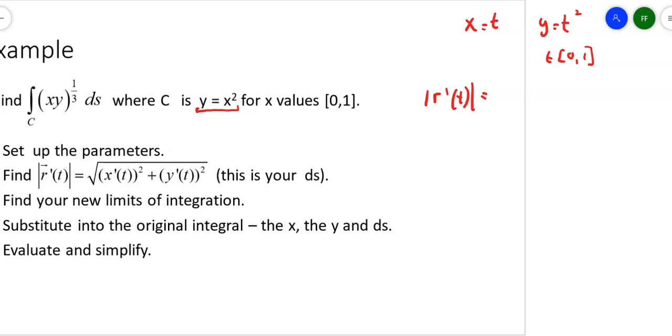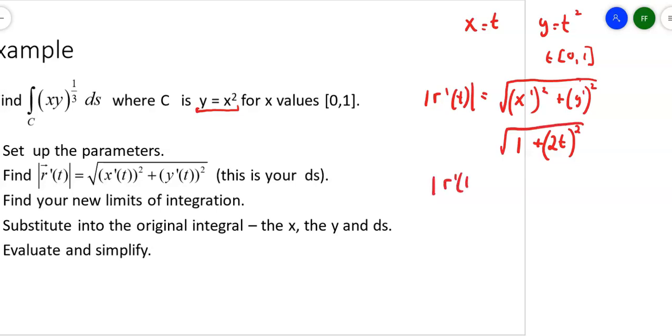Well, it's going to be the square root of x prime of t plus y prime of t squared, right? So it's going to be the square root of x prime squared plus y prime squared. Well, x is equal to t, so x prime is just 1. Y is equal to t squared, so the derivative of t squared is 2t. And remember, it's each of these things squared. So, well, 1 squared is just 1. So this magnitude of r prime will give me the square root of 1 plus 4t squared.